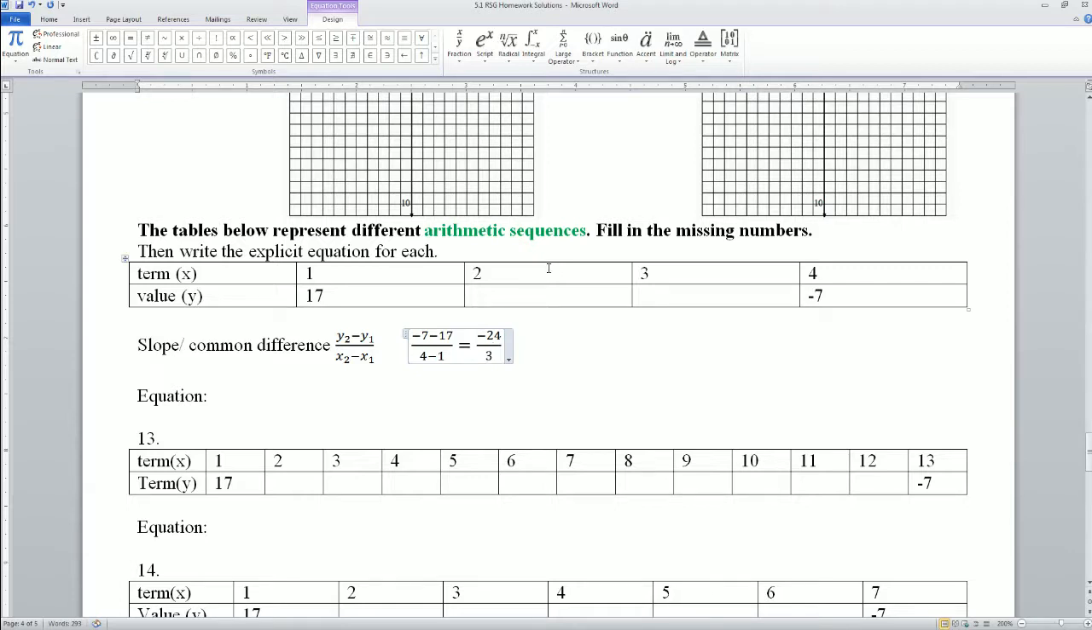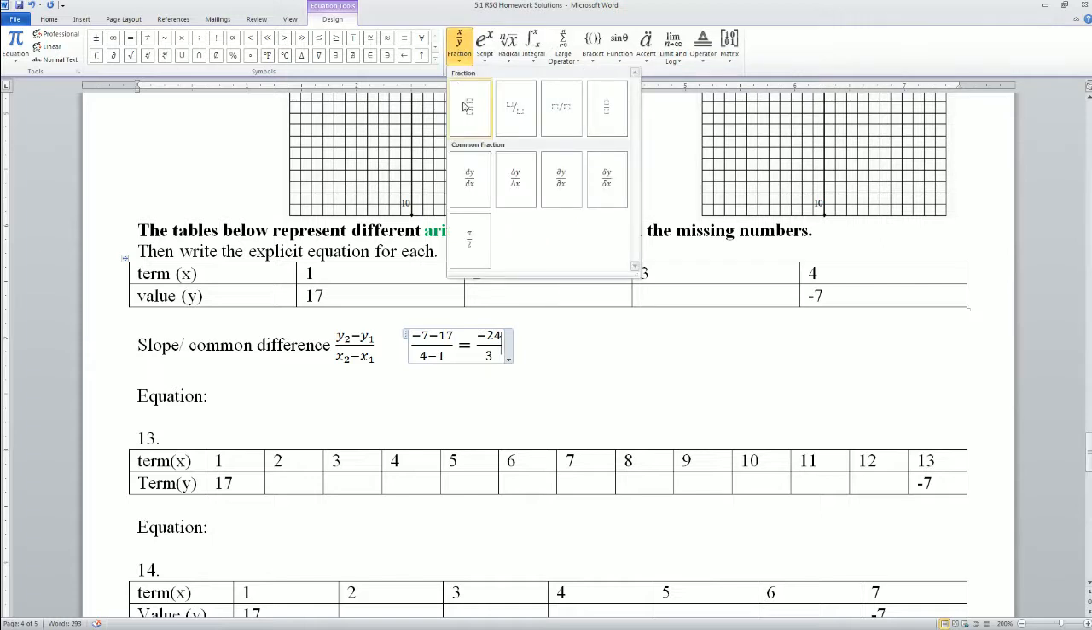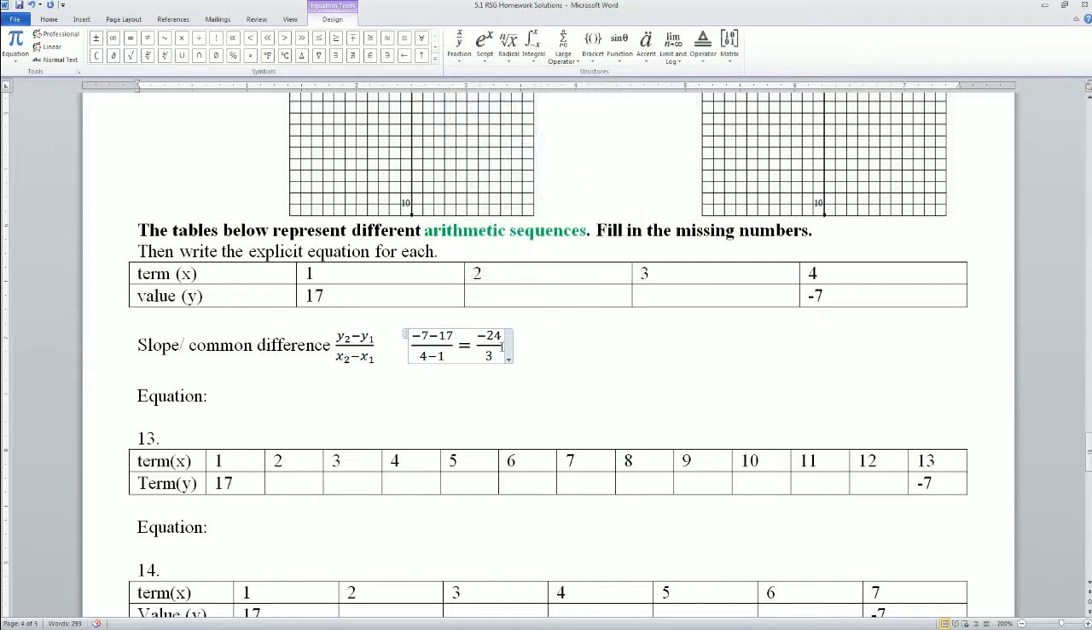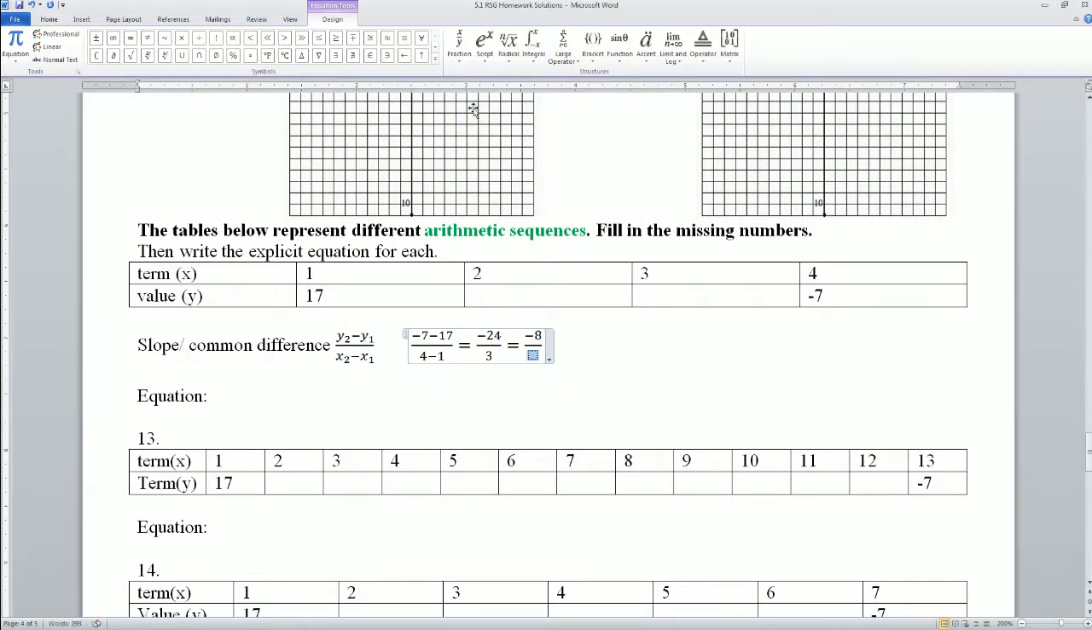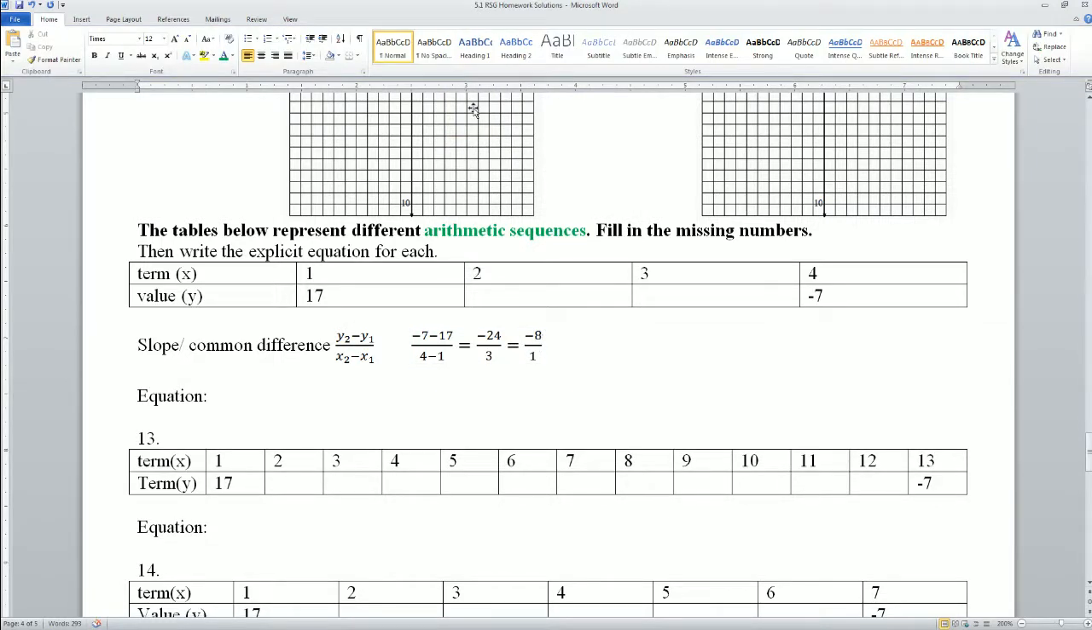Right? Again, that could be simplified. Once again, -24 divided by 3, so this becomes -8 over 1. What does that mean? This means the y is what? Subtract 8.